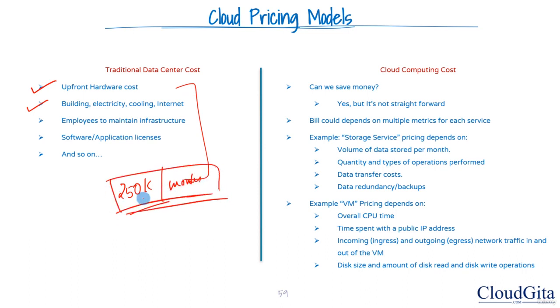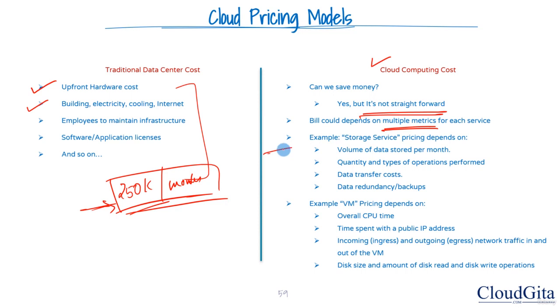Now, this is fixed. Once you calculate this, no matter how many applications you are going to use, how long you are going to use them, how much data you are going to save, your cost is not going to vary. But in case of cloud, this is not as straightforward. This is not as simple. It depends on how much you are using your service, and actually it depends on many different parameters.